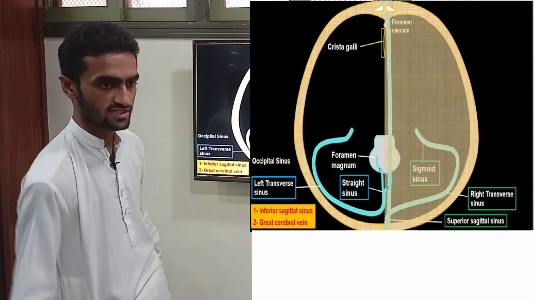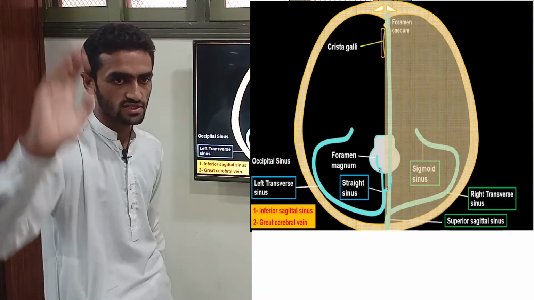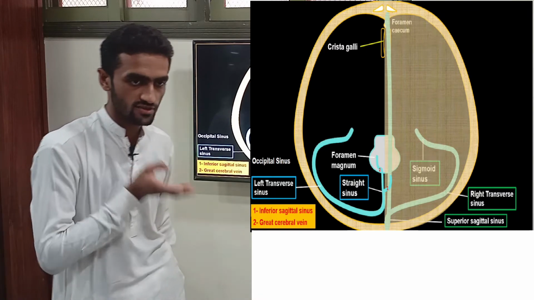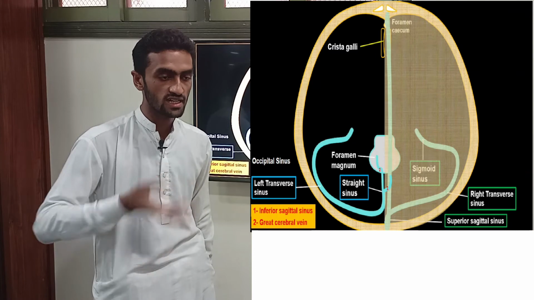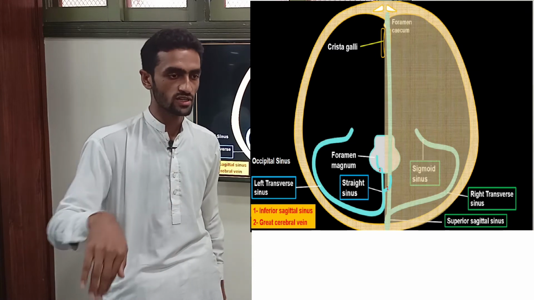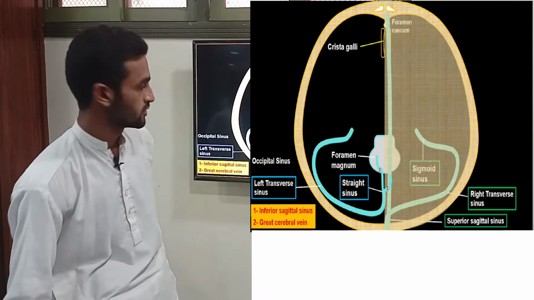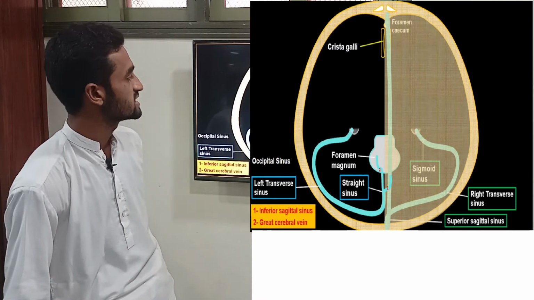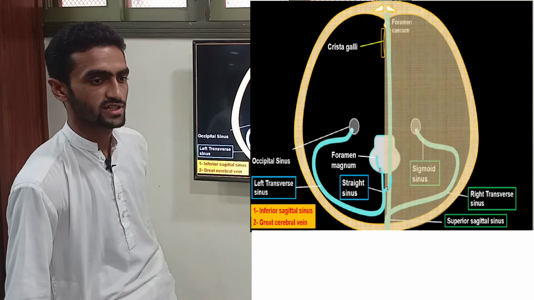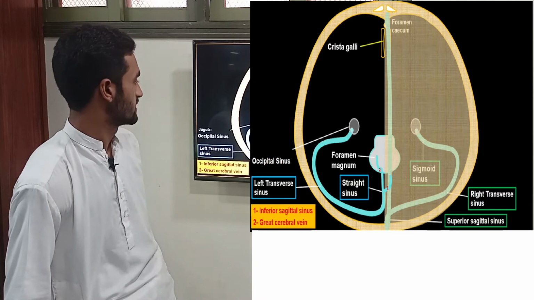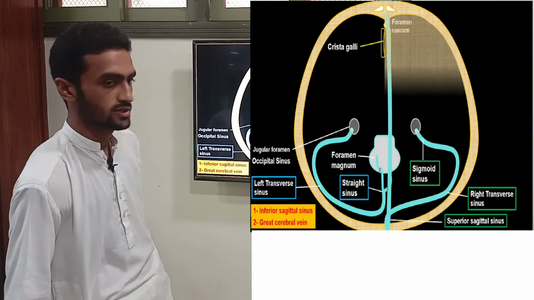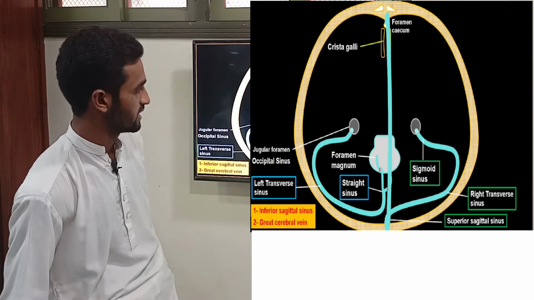And here is your sigmoid sinus, which comes after the transverse sinus. It is continuous with the internal jugular vein through the jugular foramen. So this is your jugular foramen. Very good. Now see a different view.